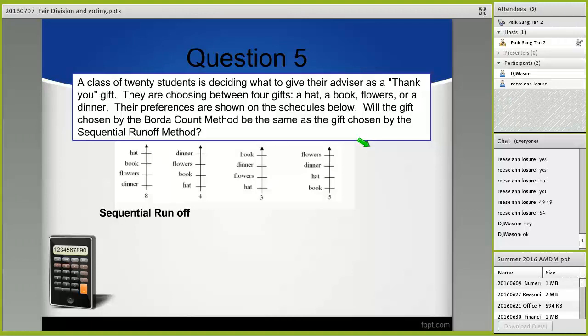Okay. So for sequential runoff, the one that has the lowest first place count will be eliminated. In this case, book will be eliminated. Okay, so you cross out book, cross off here. Okay, so that's the first round. And then we're gonna do the first place count again for the second round. Second round. Can you guys see what I typed?